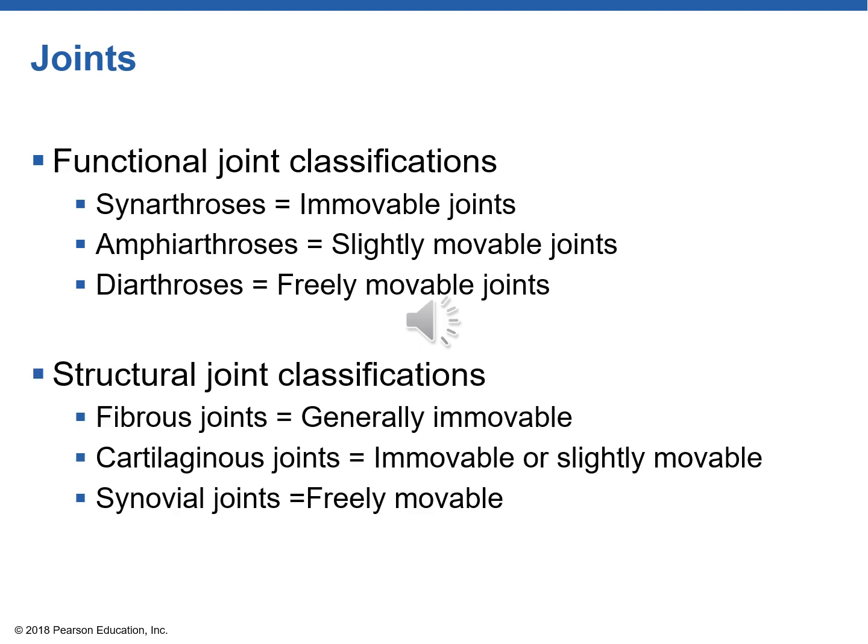Joints can be classified in 2 different systems. One is the functional, as in how well does it move, type of classification, and one is structural, as in what types of tissue make it up, classification. So in terms of the functional classification, there are 3 names.